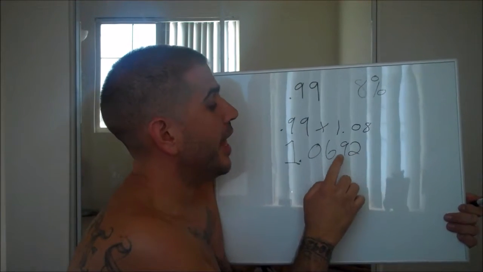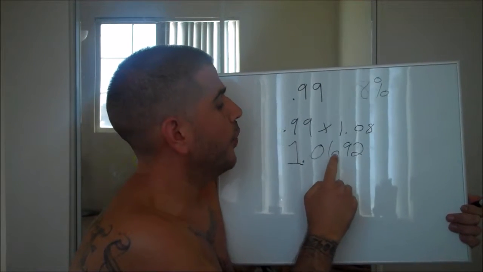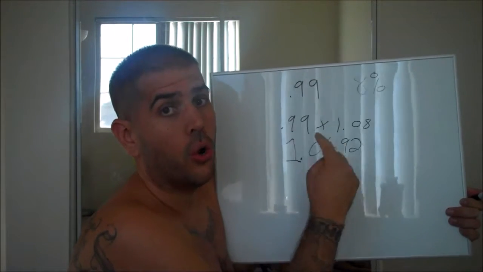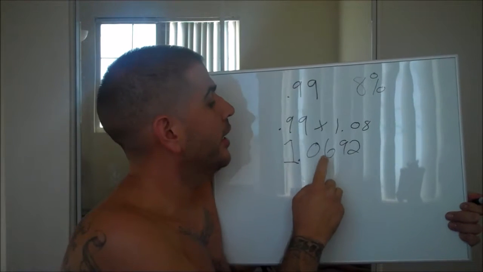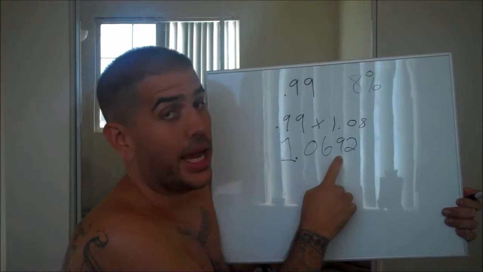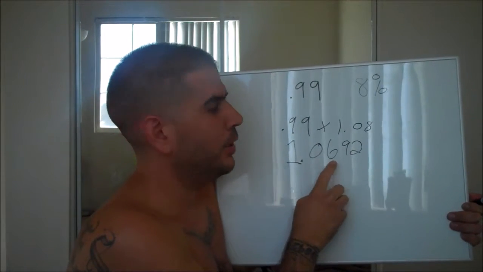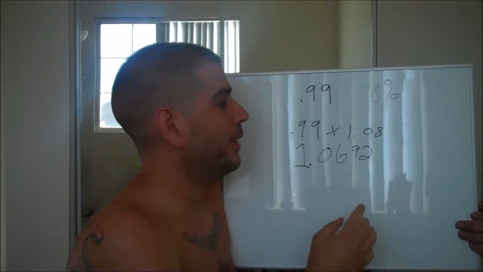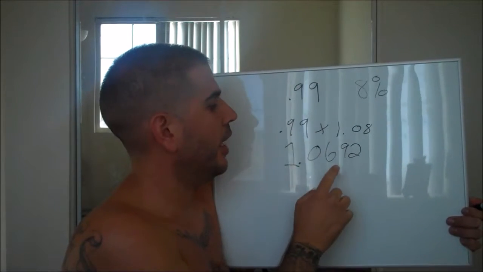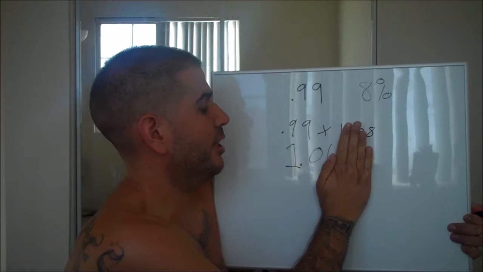If that number is 5 or above, you're going to round this number up. If this number is 4 or below, 4, 3, 2, 1, or 0, then you're just going to leave that number as it is. So since this is a 9, which is above 5, you're going to round this to 7. It's really simple. Basically, if this is a high number, you make this go higher, just one spot. And if it's 4 or below, then you just leave it. Then it's just going to be $1.06.